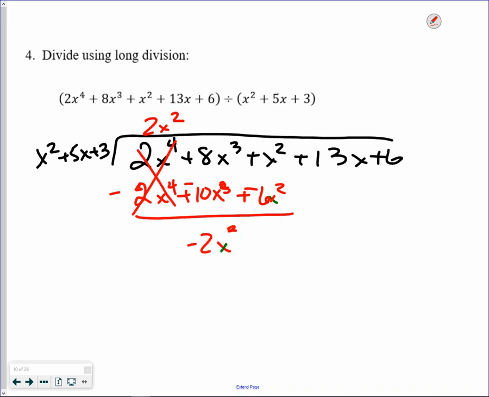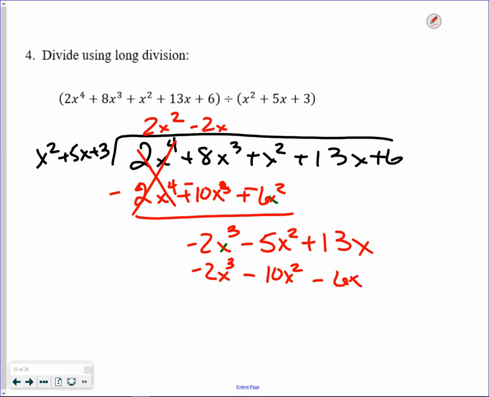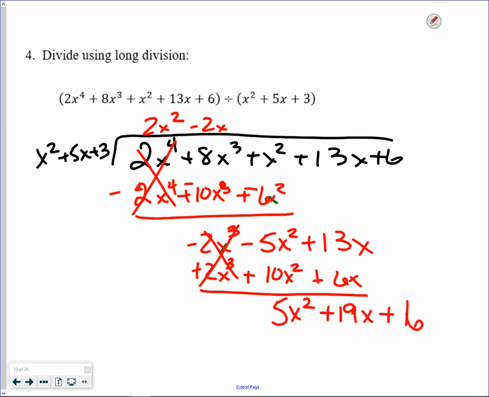Negative 2x cubed minus 5x squared plus 13x, pulling down the next term. Starts over again. So this would be negative 2x. So negative 2x cubed minus 10x squared minus 6x. Notice that I am multiplying the negative 2x to all the terms. Change the signs in order to subtract. And so 5x squared plus 19x, and I'll pull down the next one.